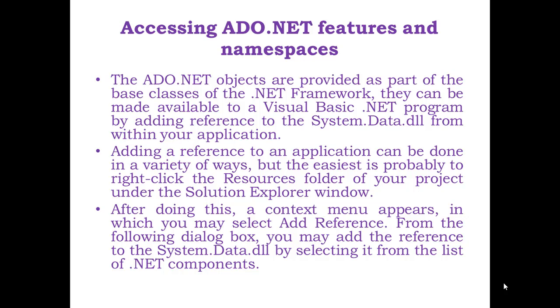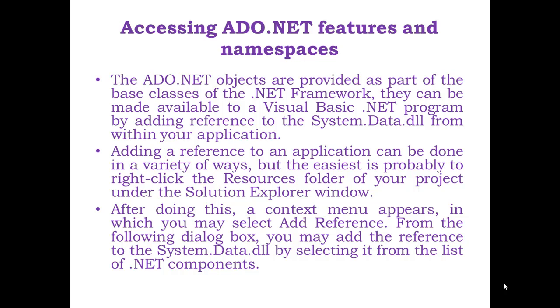Adding a reference to an application can be done in a variety of ways, but the easiest is probably to right-click the References folder of your project under the Solution Explorer window. After doing this, a context menu appears in which you may select Add Reference. From the following dialog box, you may add the reference to System.Data.dll by selecting it from the list of .NET components. This is how ADO.NET features are made available, in the particular namespace called System.Data.